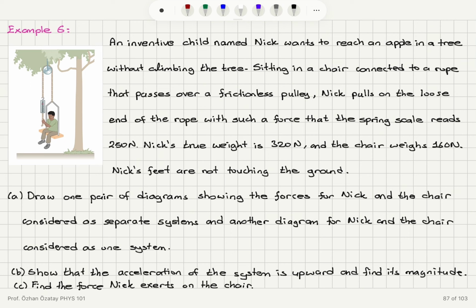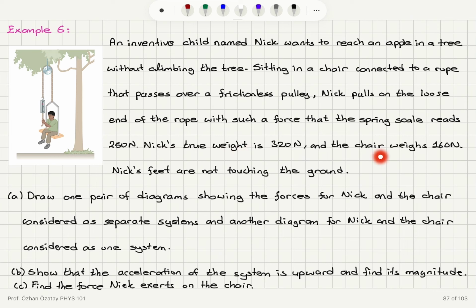Okay, now an inventive child named Nick wants to reach an apple in a tree without climbing the tree. Sitting in a chair connected to a rope that passes over a frictionless pulley. Here's a frictionless pulley. The string is passing over it. Nick pulls on the loose end of the rope with such a force that there's a scale here, spring scale, that reads 250 newtons. So this is reading the tension on this part of the string.